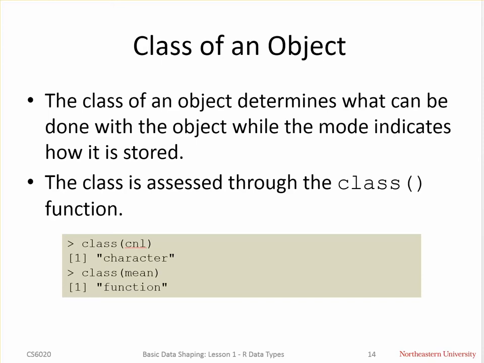So for example, if you say class CNL, you get back character, meaning that CNL belongs to the class character. It also happens to have the mode character. And another example would be class mean. Mean is one of the built-in R functions. Of course, what you're going to get back is that it belongs to the class function.